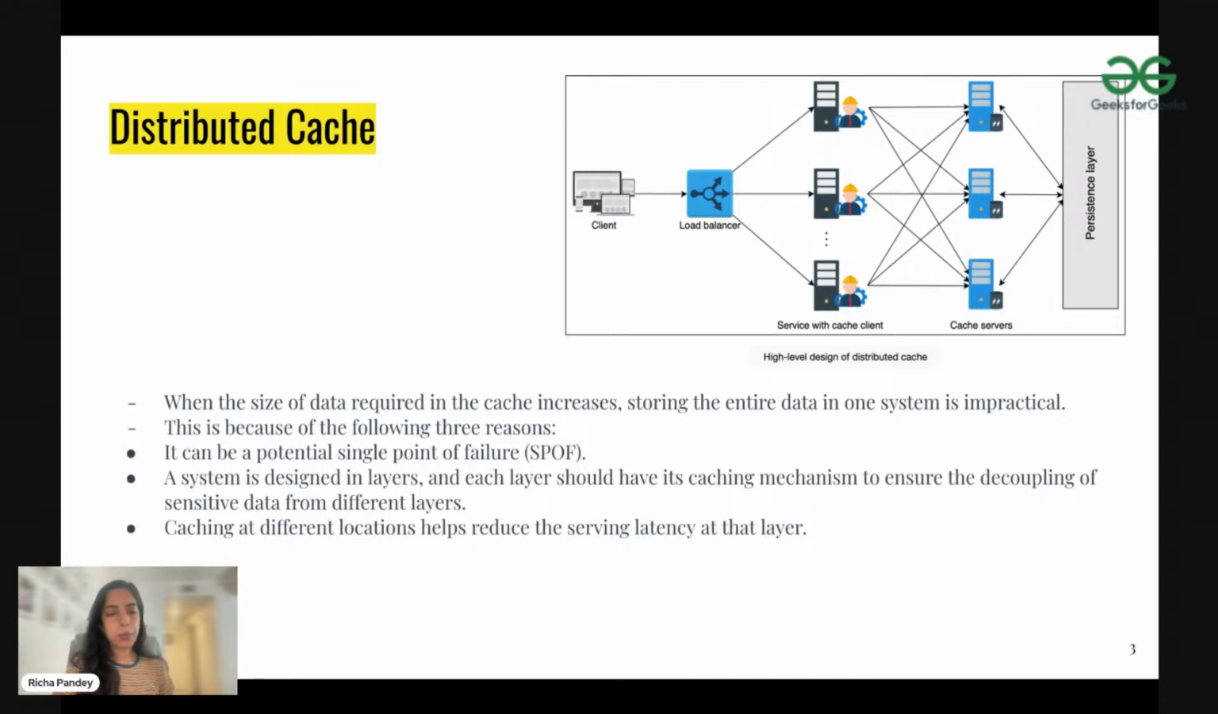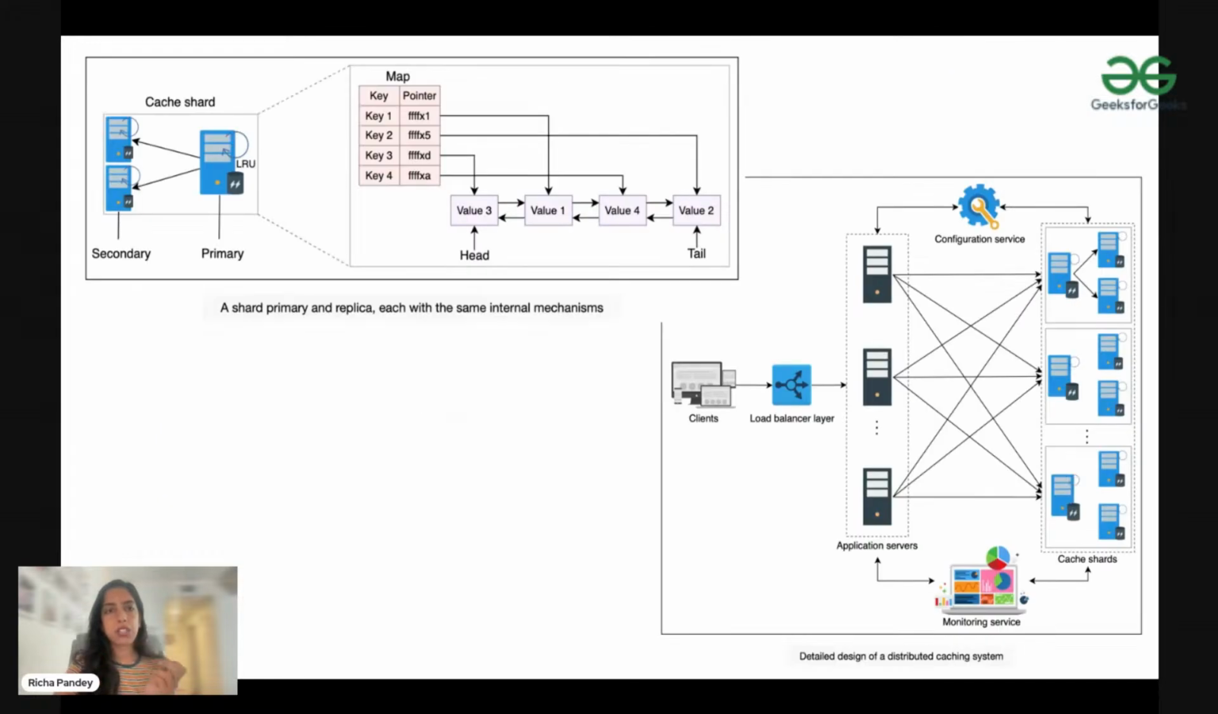And now the third point is caching at different locations helps reduce the serving latency at that layer. So it's pretty much the same thing which I told you. You don't want all the product related, all the user related, all the seller related data to be put in one cache. So we want to have multiple caches. Now we'll see how all these multiple caches come into the picture. I'll just try to explain through the diagram. It should be very easy to understand.